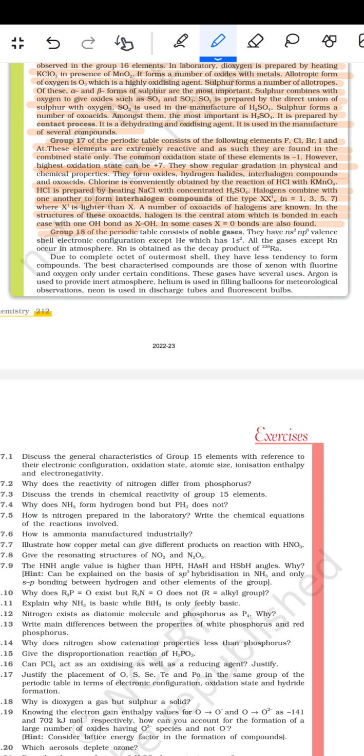Group 18 of the periodic table consists of the noble gases. They have ns2 np6 valence shell electronic configuration except helium, which has 1s2. All the gases except radon occur in the atmosphere. Radon is obtained as a decay product of 226 radium.